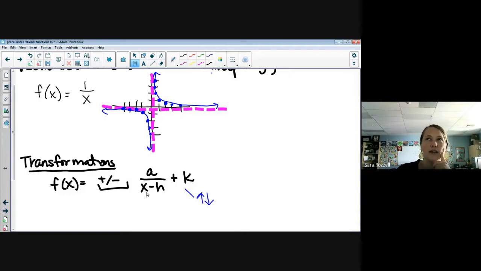If you have a number with the x, which way are we going if we have a plus or minus with the x? Left or right? Remember, a left is going to be what kind of sign? Plus sign. A right is a minus sign. A number multiplied is going to be a vertical stretch or vertical compression. We don't do a whole lot with that with these, but vertical stretch or vertical compression.